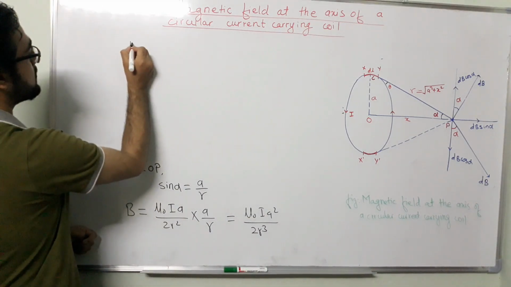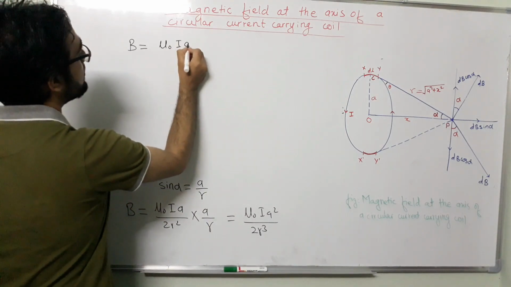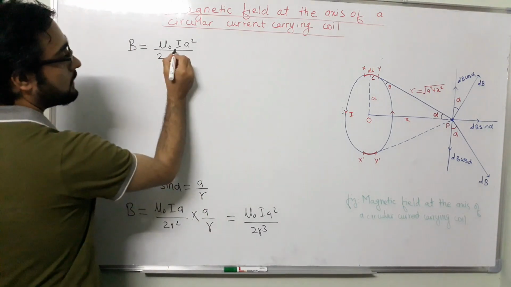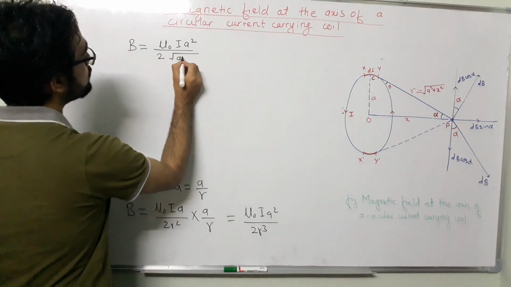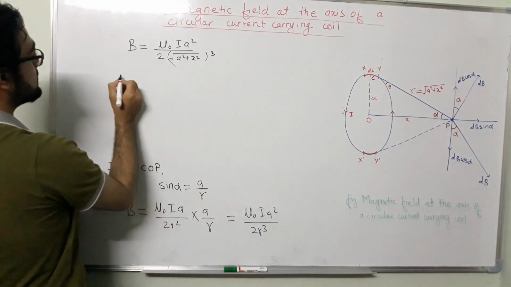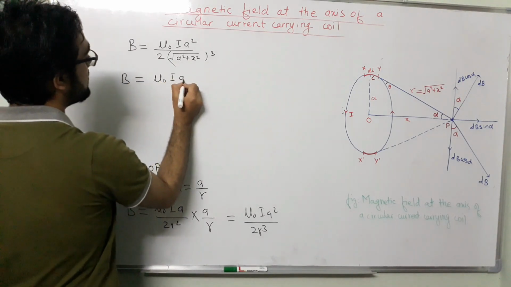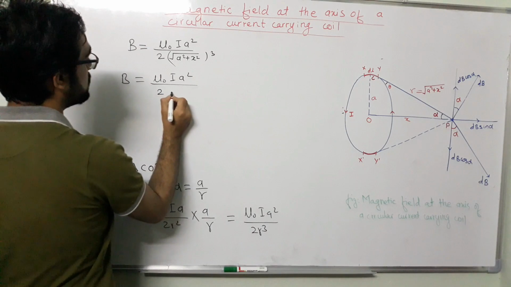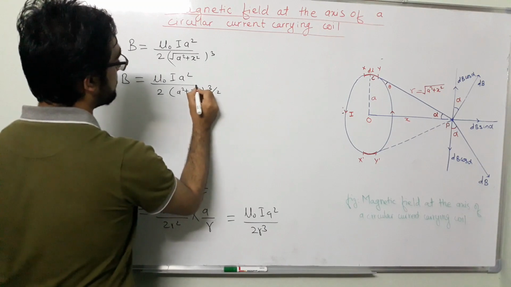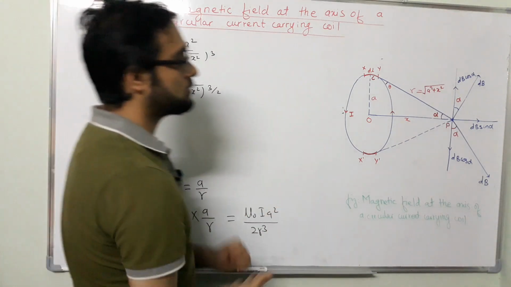That's why this becomes equal to B is equal to mu naught I a square divided by 2 root under a square plus x square to the power 3. That's why this becomes equal to B is equal to mu naught I a square divided by 2 a square plus x square to the power 3 by 2. This gives the magnetic field at point P along the axis due to a single coil.